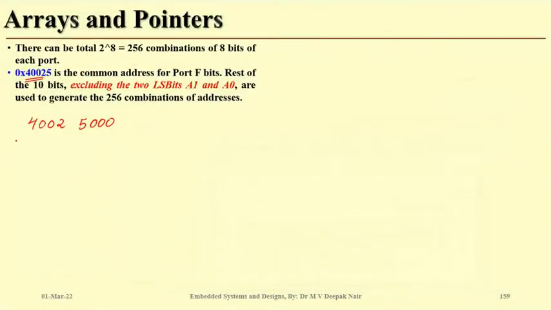40025 is common for port F. So this number is common for port F, right? This is common, and the rest three are changing. These are all offsets, and these are all changing. Now, first of all, we have to understand that 40025 is common for port F.